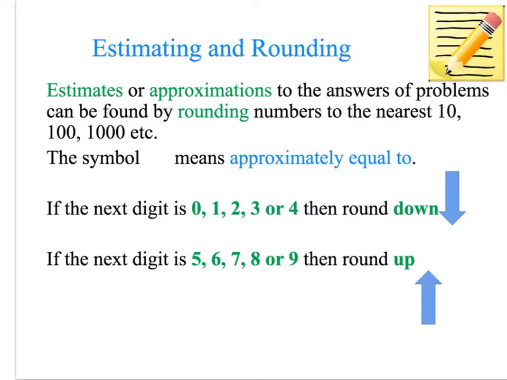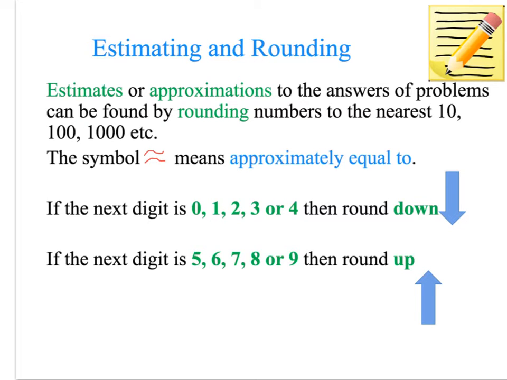Now the symbol, this one I'm going to draw for you. This symbol means approximately equal to, so it's like equal signs, but they're a bit wavy because it's not exactly equal, but it's approximately equal to. So we're going to use that symbol when we are showing our working out.